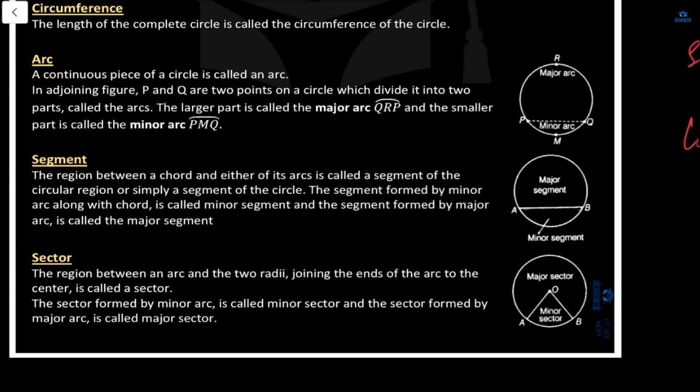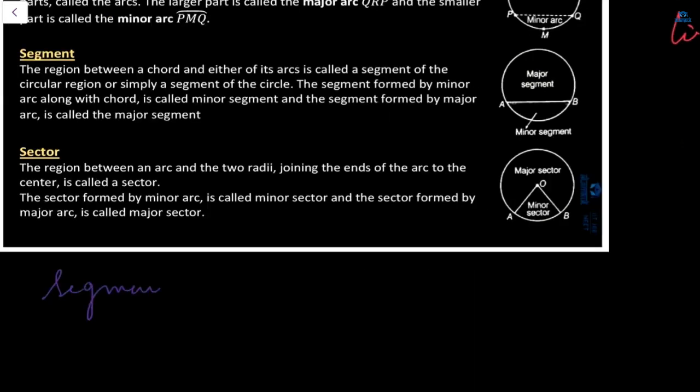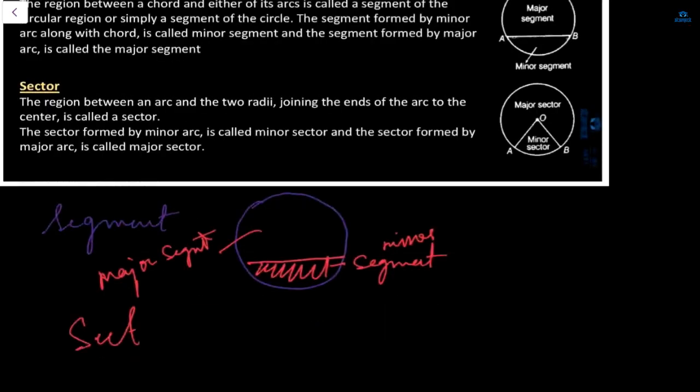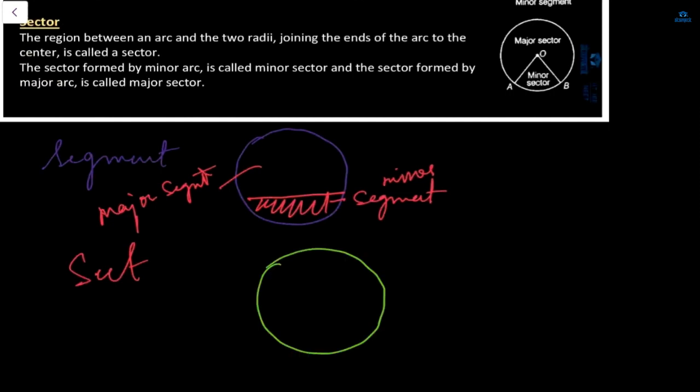Segment and sector you have already come across, I think, when we were dealing with area related to circles. A segment is the area between the chord and the arc. This area is called a segment. Since this is a smaller one, this will be a minor segment, and this one will be the major segment. Similarly, sector. Sector is the area between the arc and the two radii. The smaller one is called the minor sector, and the bigger one is called the major sector.